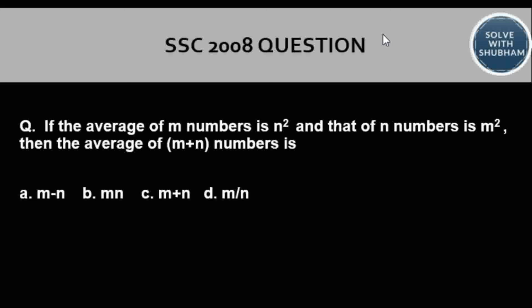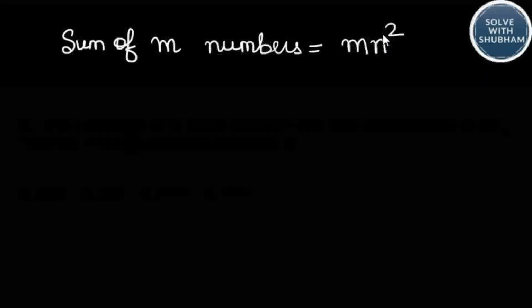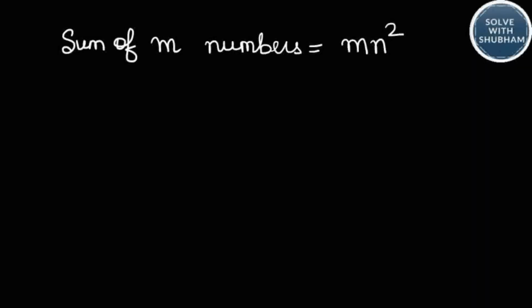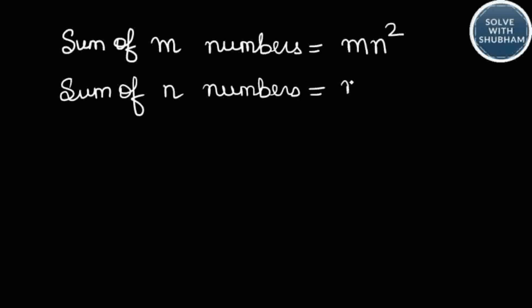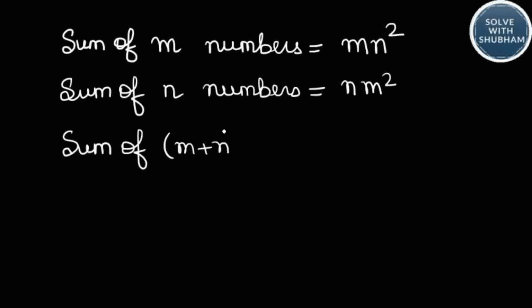How? Average of m numbers is n square. So your average is sum divided by total number of observations. Similarly, the second statement, sum of n numbers would be n m square. So here, sum of m plus n numbers would be mn is common, n plus m.